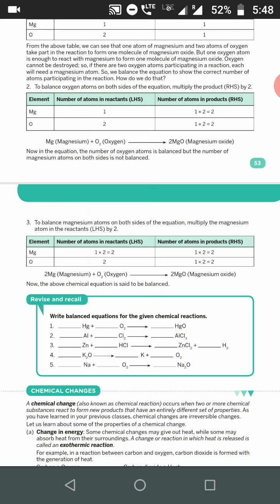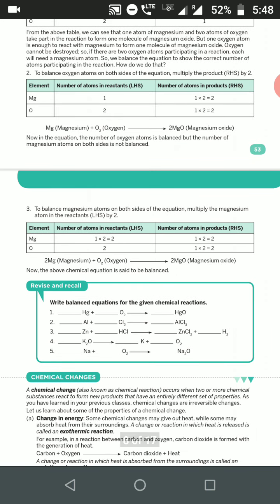Similarly, aluminium Al plus Cl2 gives rise to AlCl3. See, 3 chlorine atoms are there. Now think of a number which comes in the table of 3 and 2. That is, 3 twos are 6. If 2 chlorine atoms are there, you will multiply with 3, and if 3 chlorine atoms are there, you will multiply with 2. So it will become 2AlCl3. Then again multiply aluminium with 2 on the reactant side.